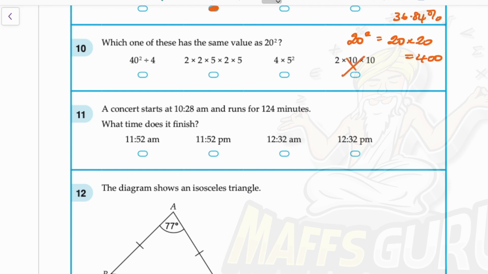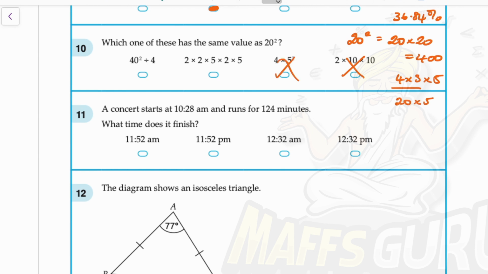Well, I already know it can't be that one because 2 times 10 is 20 and 20 times 10 is 200. That's no good. 4 times 5 squared is 4 times 5 times 5. Well, 4 times 5 is 20, times 5 is only 100. It's not going to be that one.